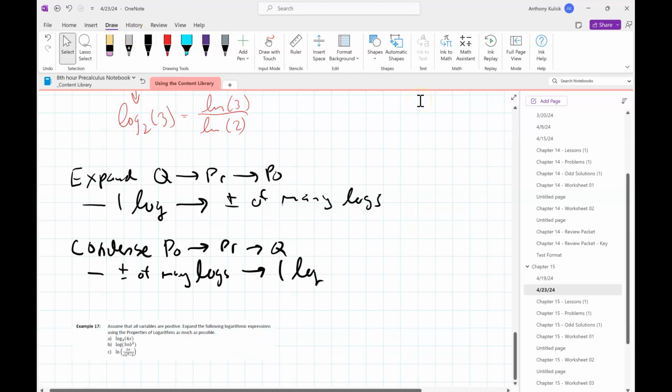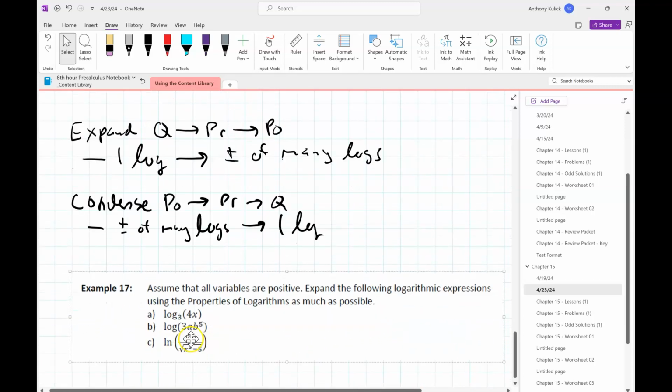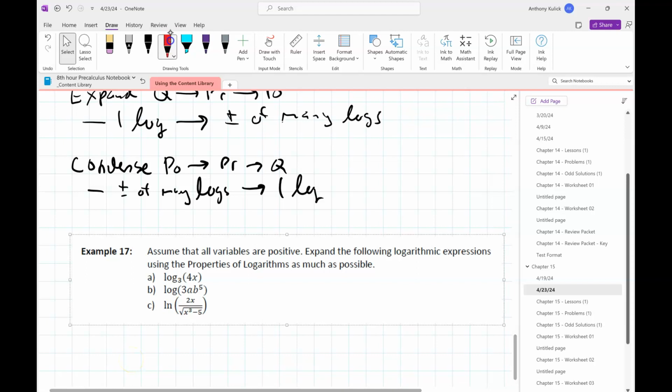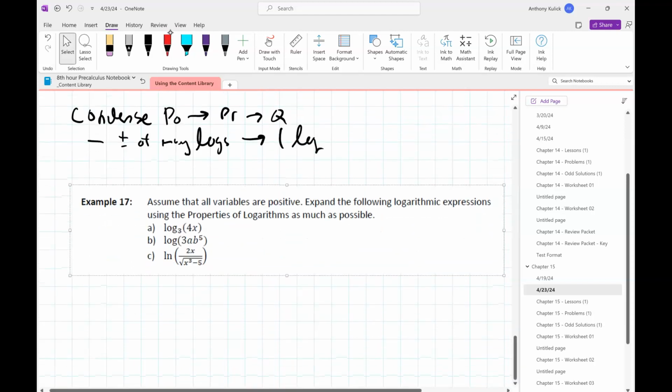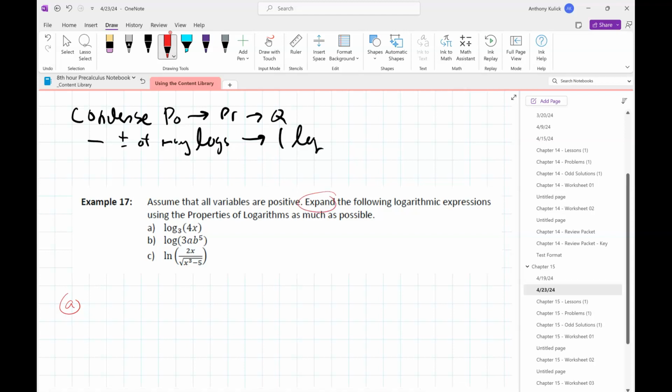Now I'm ready for that example that I had. All right. Let's see here. It says, assume that all values are positive. Expand the following logarithmic expressions using the properties of logarithms.